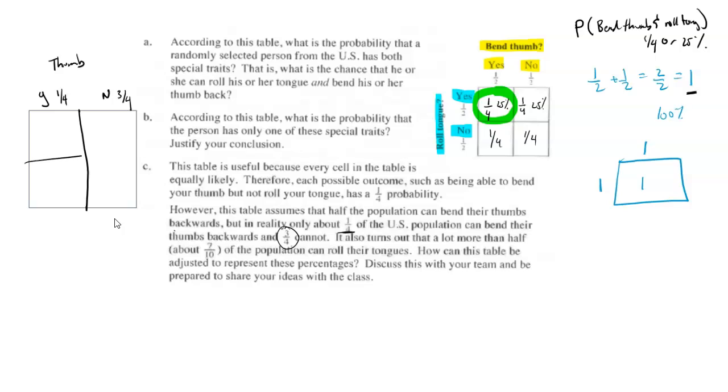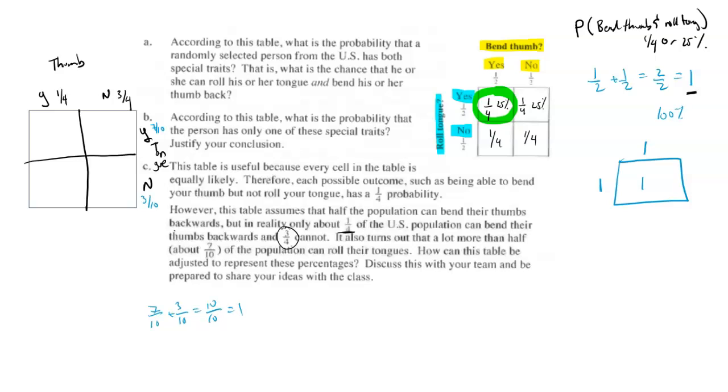Then I can do the same thing on my area model over here. This has to do with your tongue, and again my two possibilities are yes and no. This time it turns out that a lot more than half of the population can roll their tongue. So I will change this to 7 out of 10, and notice here would be 3 out of 10. Again, 7 out of 10 plus 3 out of 10 gives us 10 out of 10, which gives us that 1.